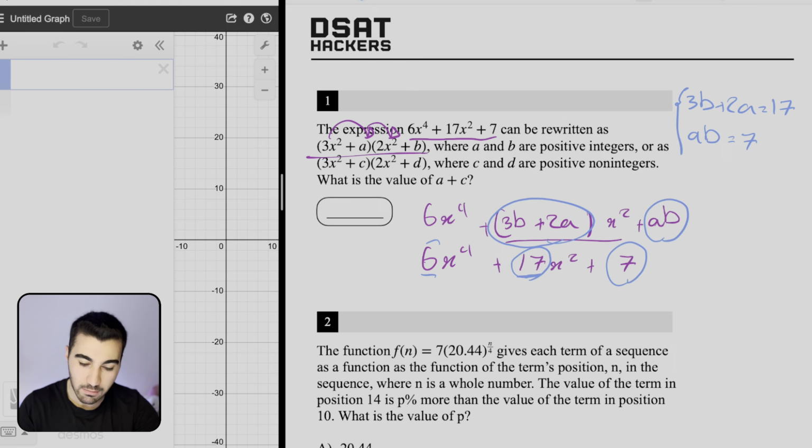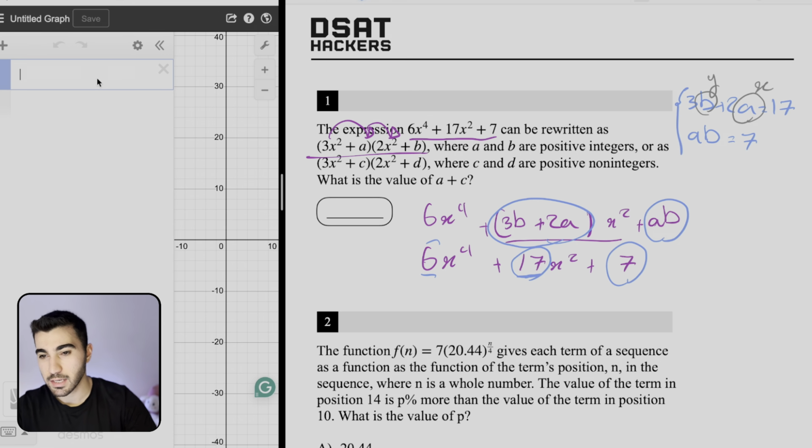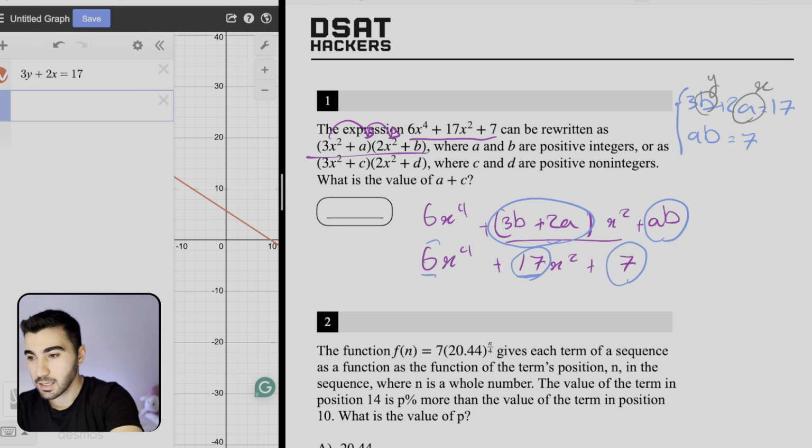So this is a system of equations, right? I have 2 variables, 2 equations. So we're going to solve this on Desmos. But before plugging into Desmos, rather than b and a, we have to plug as x and y. So I'm going to say, let's say a is x and b is y, and we're gonna plug it this way. Okay, so let's do that right now. So we have 3y plus 2x equals 17, and we have xy equals 7.